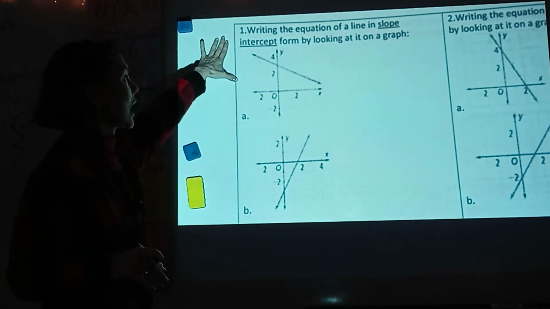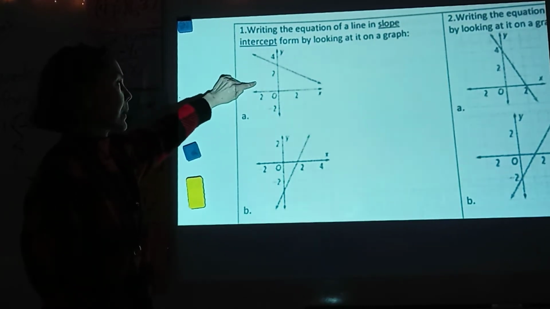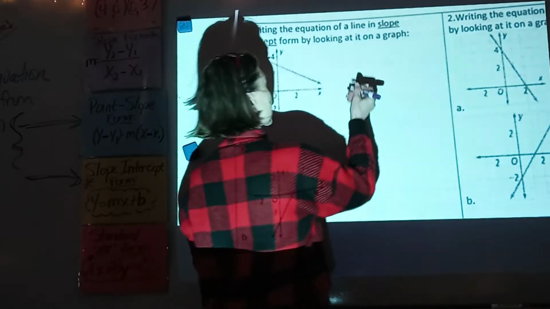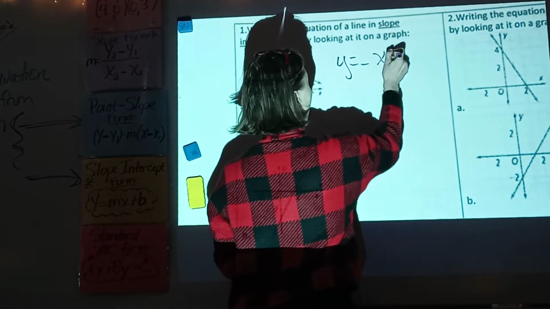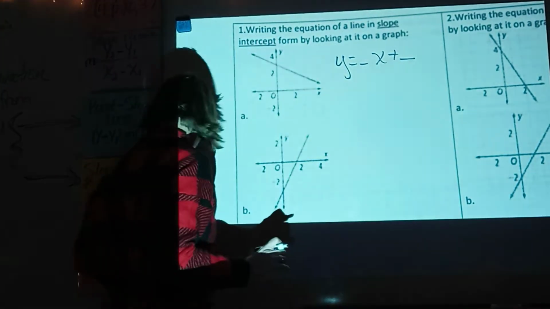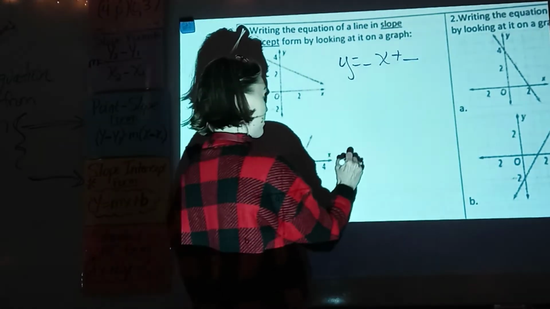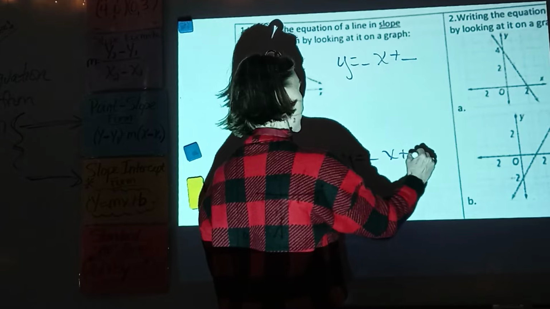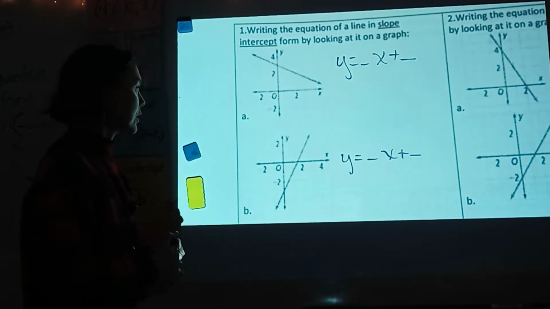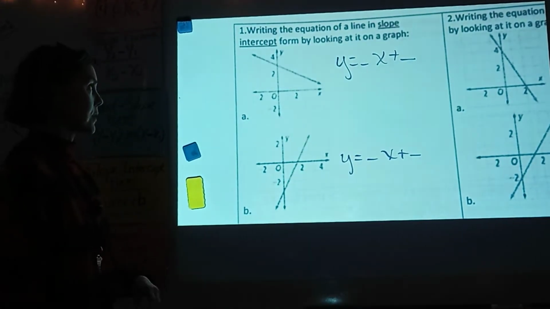Write the equation of a line in slope-intercept form just by looking at it on the graph. So you need to set yourself up for success by writing y equals blank x plus blank. So go ahead and write that. And then all you have to do, and it's for both of them, y equals blank x plus blank. Okay, and all you have to do is fill in the y-intercept and the slope.